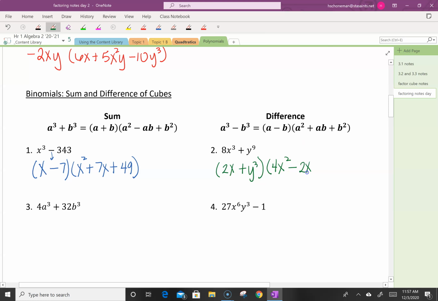Multiply the two things together, I get 2xy cubed. Last sign is always plus. Square y cubed, power to power. Multiply, I get y to the 6th.